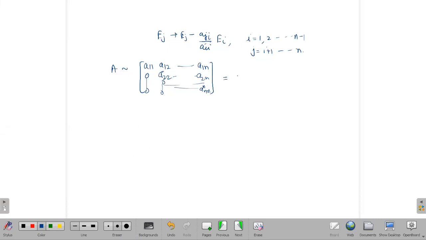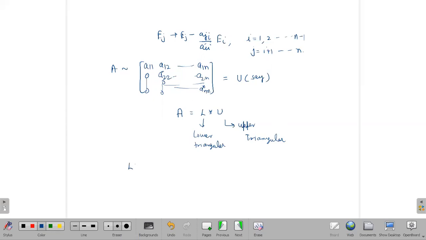So now call it U. Actually, our aim in the LU factorization is to take the A matrix and divide it into the product of L and U, where L is a lower triangular matrix and U is an upper triangular matrix. You get it by applying the operations only.